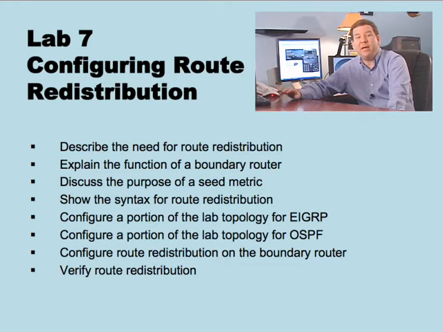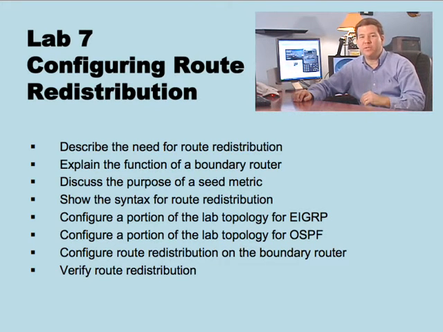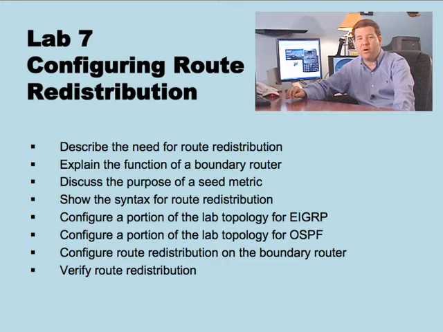Then what we're going to do out in our topology, we're going to configure a portion of it for EIGRP and another portion of it for OSPF. Then we're going to mutually redistribute routes between those two different routing protocols, and we're going to verify that route redistribution did occur as expected.